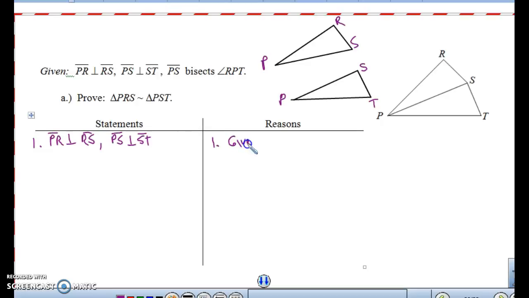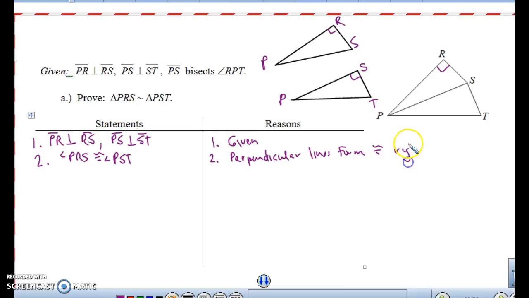That's given. So PR being perpendicular to RS gives me what? Well, it gives me right angle PRS. That's this angle right here. And then PS being perpendicular to ST gives me this right angle right here. So that means angle PRS is congruent to angle PST because perpendicular lines form congruent right angles.